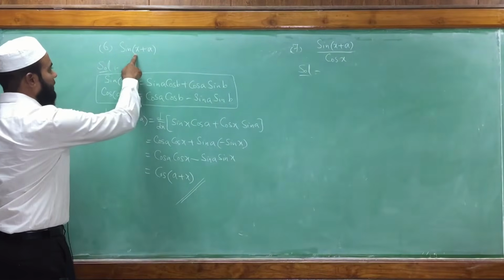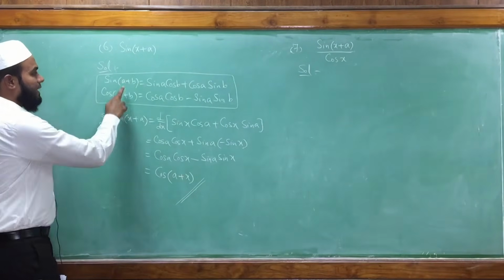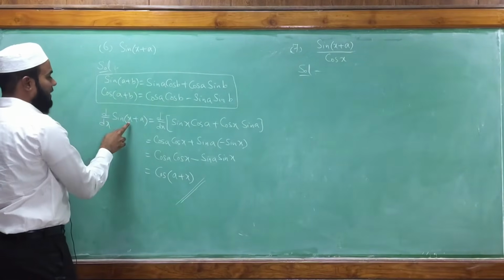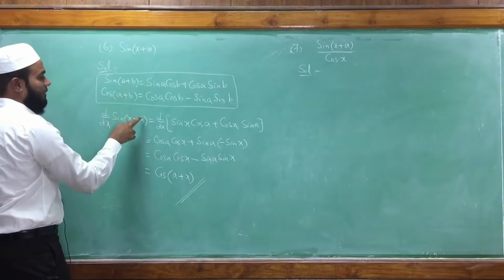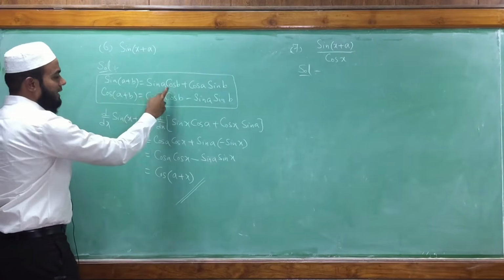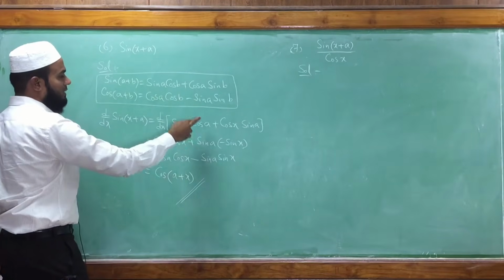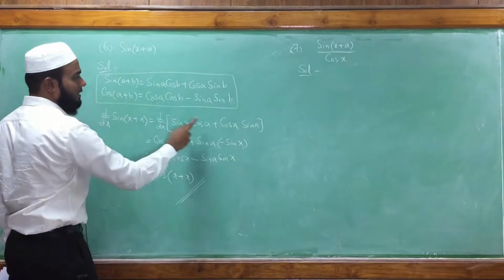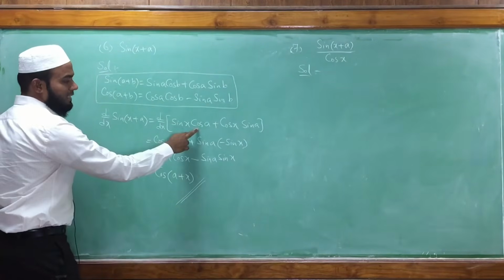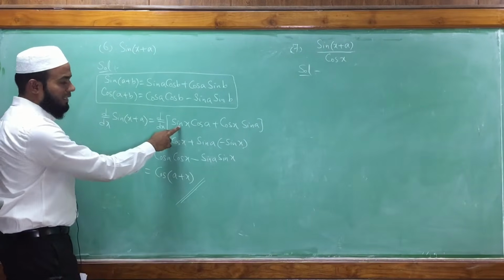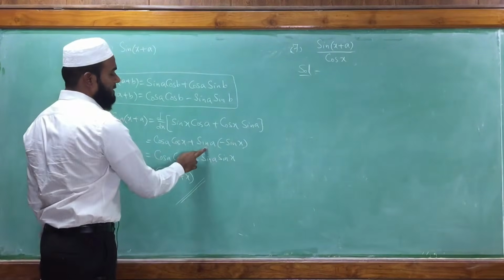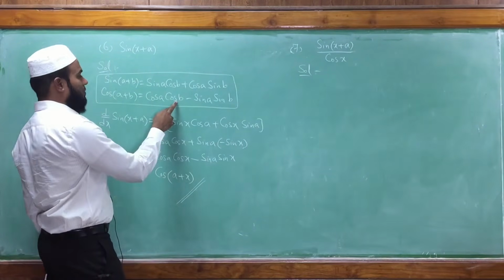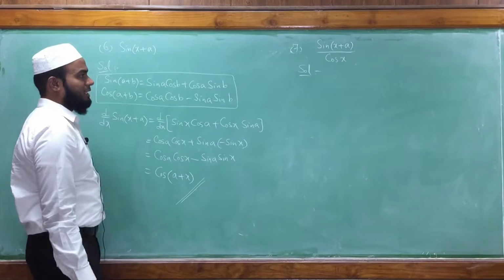How have we evaluated the derivative of sin of x plus a? We have used the expansion sin a plus b, which is nothing but sin a cos b plus cos a sin b. By using that, in place of a we are having x, in place of b we are having a. So expand accordingly. Sin x cos a plus cos x sin a. Because cos a is a constant, we have to keep it as it is. Derivative of sin x is cos x. Sin a is as it is, derivative of cos x is minus sin x. So by using this formula, we will get cos of a plus x, right?